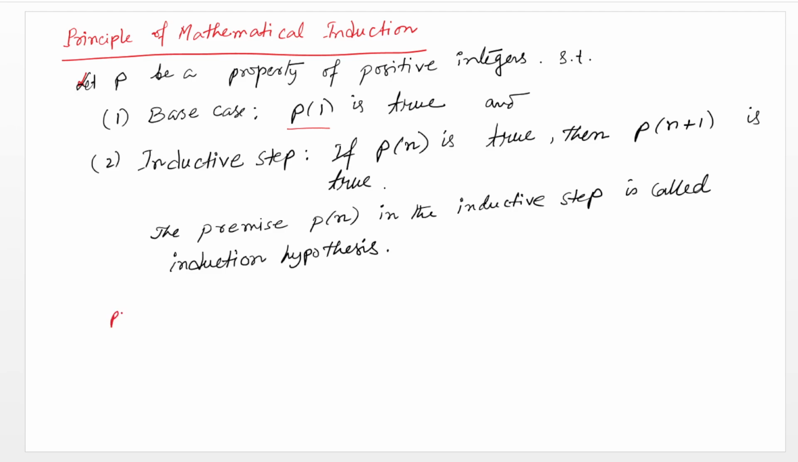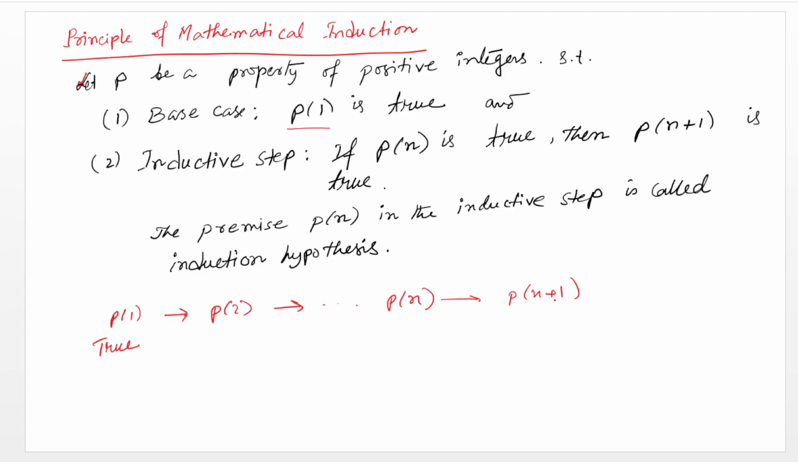Like that, P of 1, then P of 2, and so on. Then P of n, this is the inductive step, and then we prove P of n plus 1 is also true. And by using these inductive steps, you can say that P of n plus 1 is true, and P of n is basically the assumption that it is true for n, then we have to prove that it is also true for P of n plus 1.